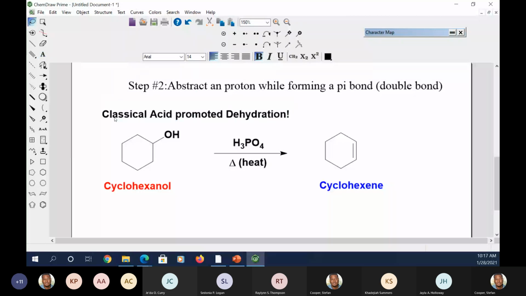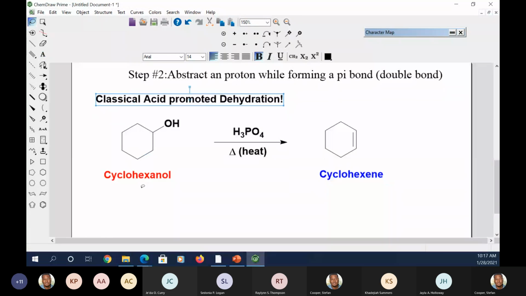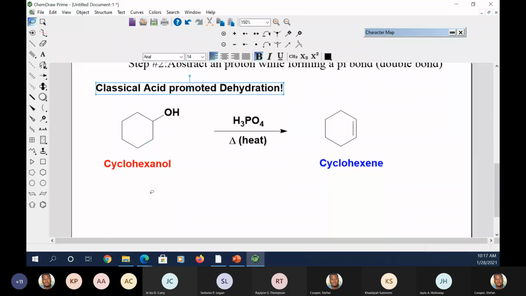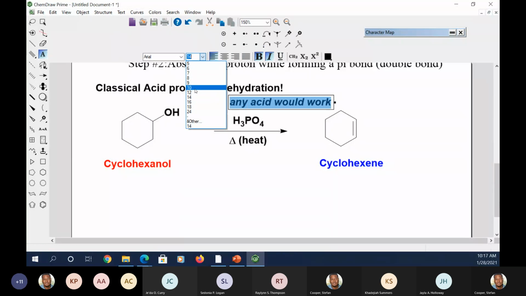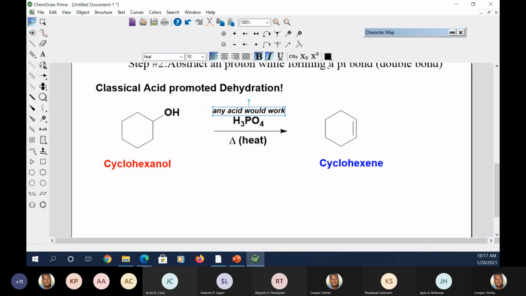So typically, all you need to do a dehydration is have an acid with alcohol, all right? So we'll put here for note: any acid would work. Yep, I'm going to do the mechanism here shortly. Good question. All right, let's do the mechanism.